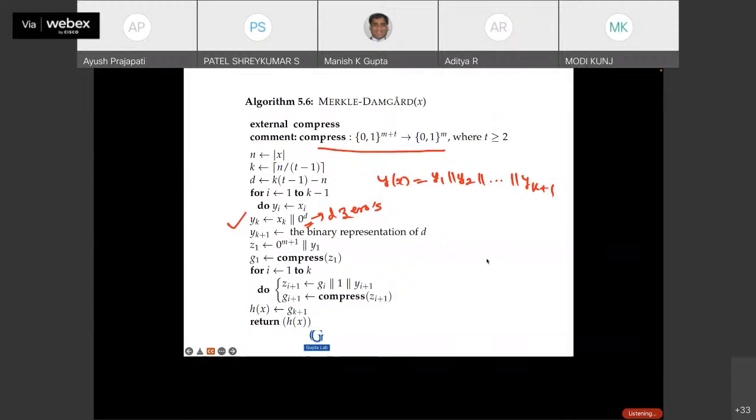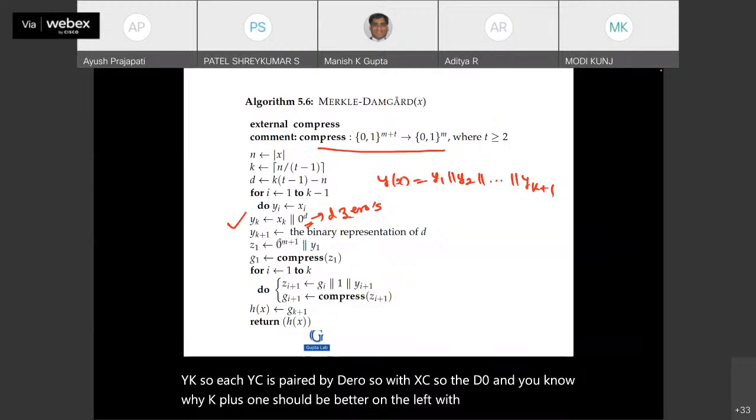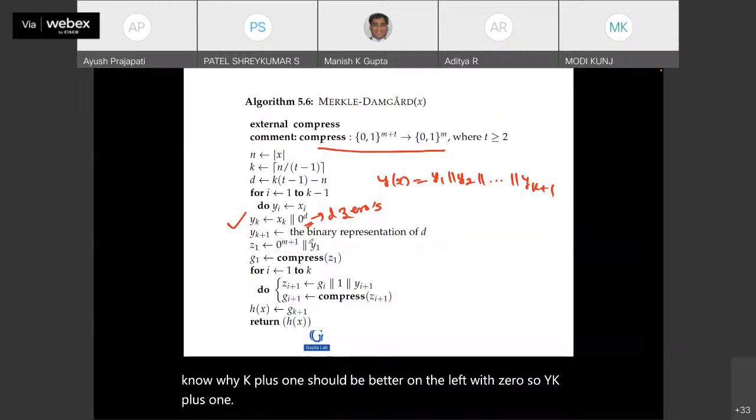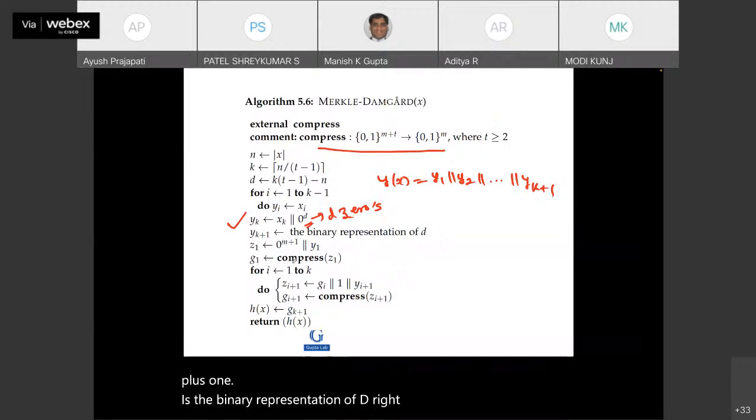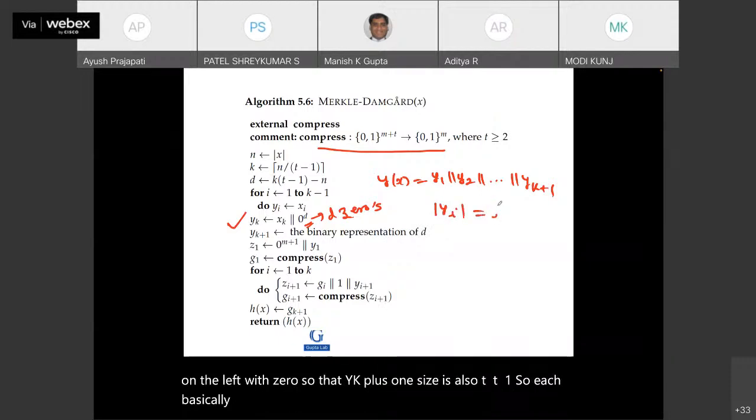As I was mentioning, this Merkle-Damgård construction. We have yk, where each yk is padded by d zeros, so xk is padded with d zeros. And y(k+1) should be padded on the left with zeros, where y(k+1) is the binary representation of d. So it is padded on the left with zeros so that y(k+1) has size t minus 1 as well. Basically each yi has size t minus 1.